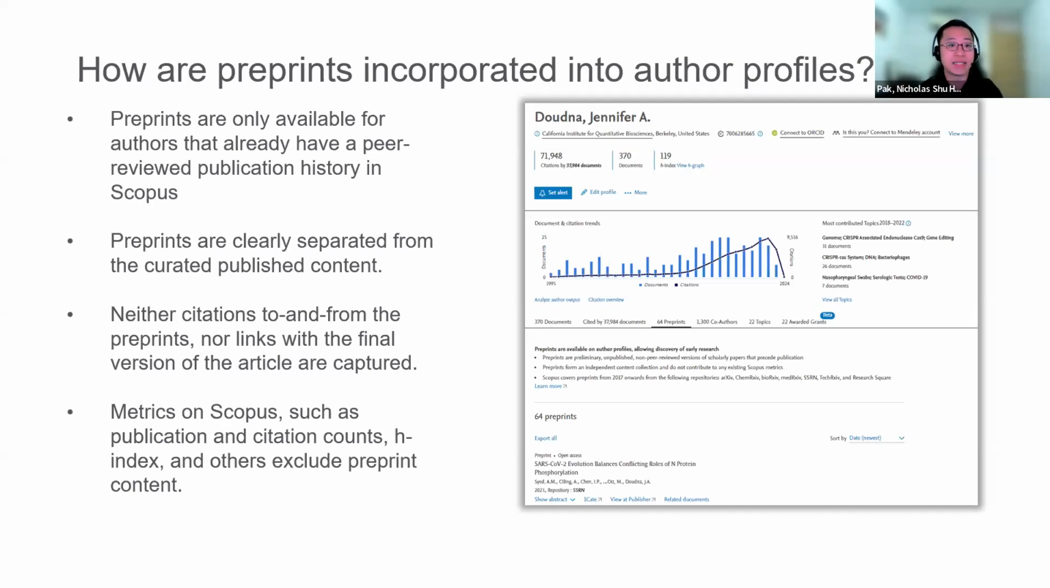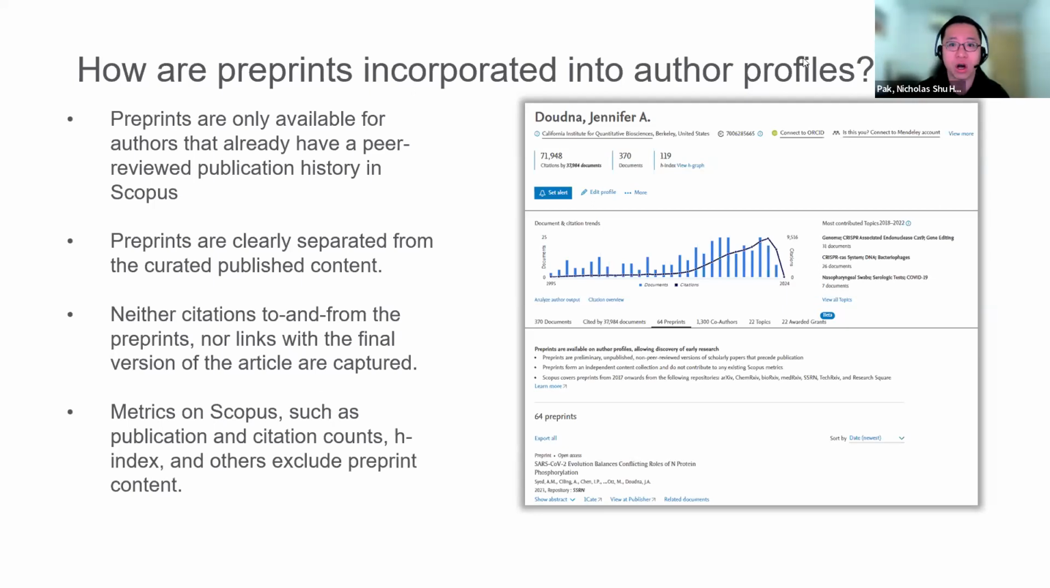Preprints are also very clearly separated from the curated published content. This is something that we really want to highlight because it's very different to have preprint articles as well as Scopus indexed articles. I mentioned earlier that citations to and from the preprints, nor links with the final version of the article, are captured, and metrics on Scopus such as publications and citation counts, H-index, and the others would not include preprint content. I think that's something which we really want to emphasize as well.